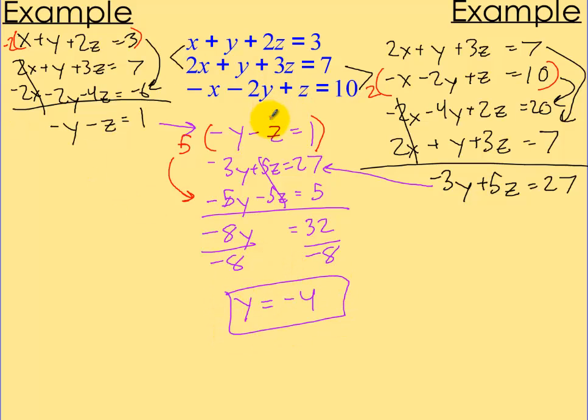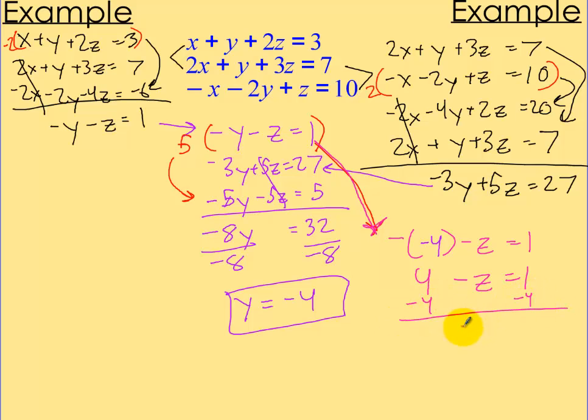So let's solve for z. I think this top equation, since it's the smallest, is probably the easiest. So I'm going to do this one over here. I'll do this in pink this time. It's going to be negative y, so negative something minus z equals 1. That something is going to be the negative 4 I plug in. And negative negative 4 is positive 4 minus z equals 1. Subtract 4 on each side. I get negative z equals negative 3. Divide by negative 1, and z equals positive 3. So that's the second variable.